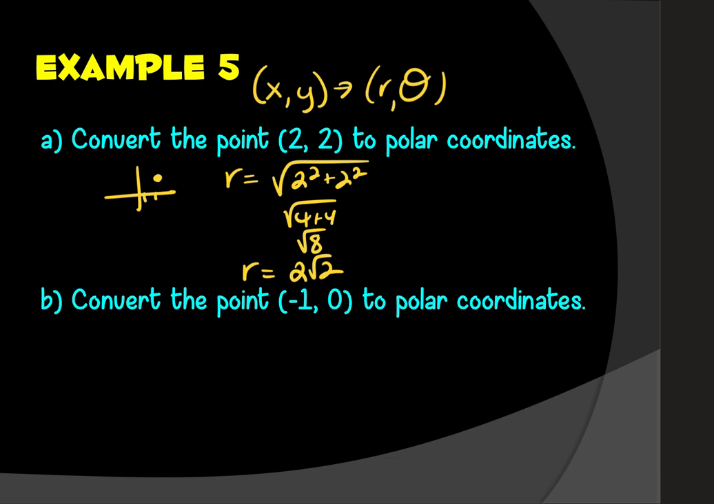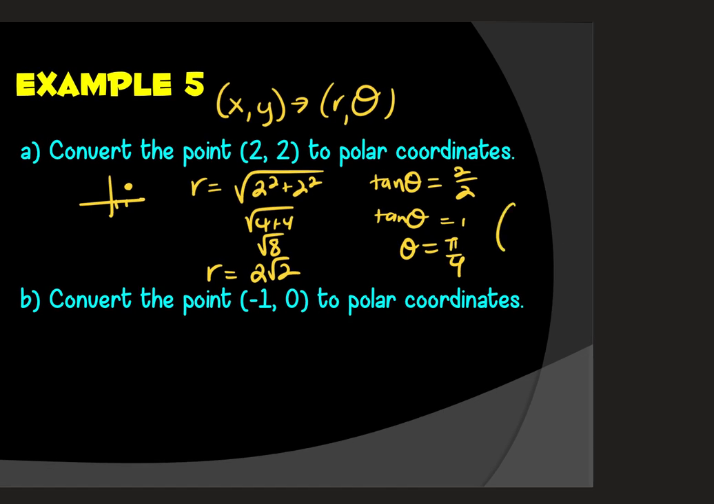Second part is theta. The tan of theta equals y over x. Tan of theta equals 1. I want to pull from the angles in the first quadrant. So which angle in the first quadrant has a tan of 1? Pi over 4. So my answer is r comma theta equals 2 root 2, pi over 4.